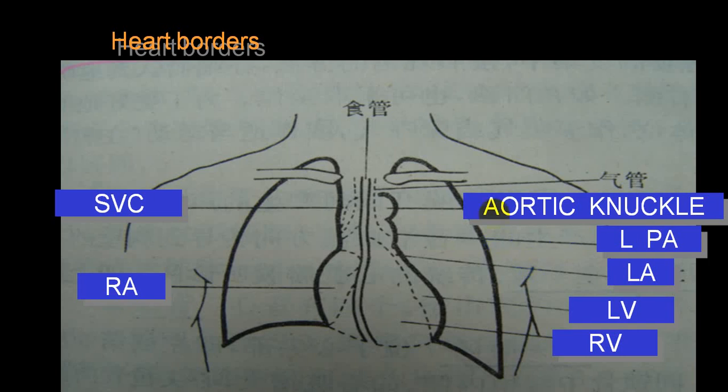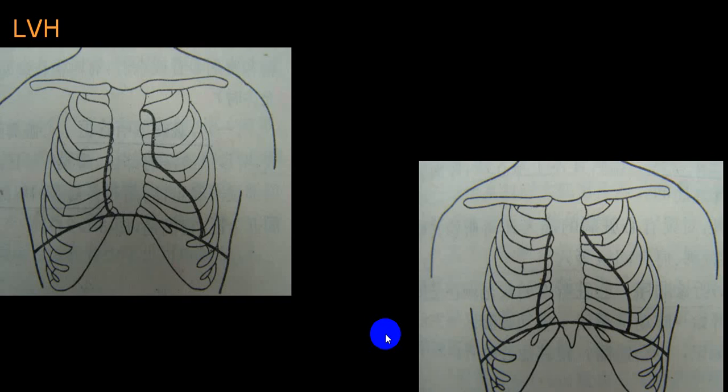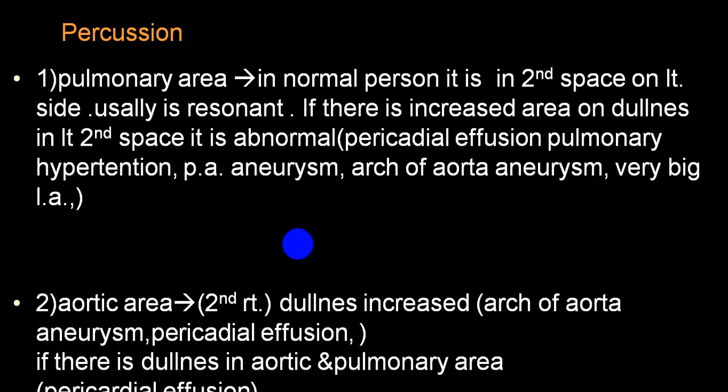And I have mentioned regarding what we call as area of dullness in the right second intercostal space, that is aortic area, and area of dullness in the left second intercostal space, that is pulmonary area. So do remember that. So right border, right atrial enlargement, right ventricular hypertrophy, or pericardial effusion, and left border, we have already mentioned, that is because of pericardial effusion, LVH, then LV dilatation and massive pericardial effusion. We have explained that particular part. So this will be some of the things which will be very frequently asked.